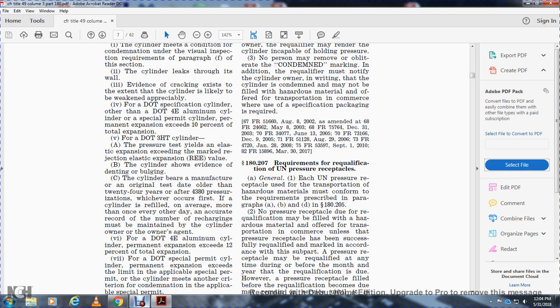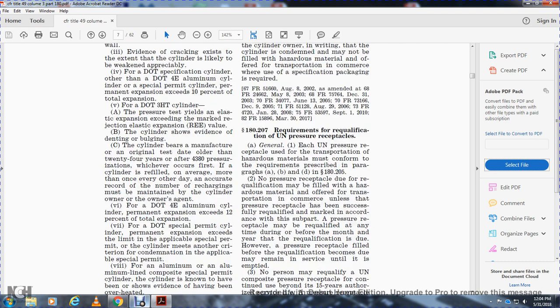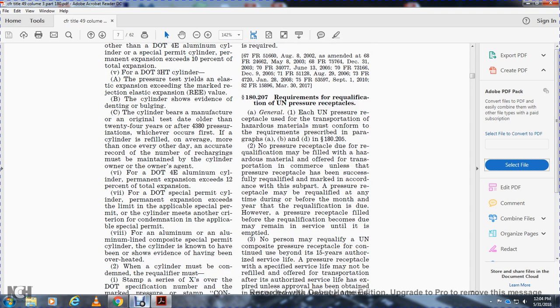If the cylinder is refilled an average of more than once every other day, the accurate record of the number of recharging must be retained by the cylinder owner or owner's agent for the DOT 4E aluminum cylinders permanent expansion that exceeds 12% of the total expansion. 7. The DOT special permit of the cylinder permanent expansion exceeds the limit of the applicable special permit of the cylinder meeting another criteria for the condemnation applicable to special permit.